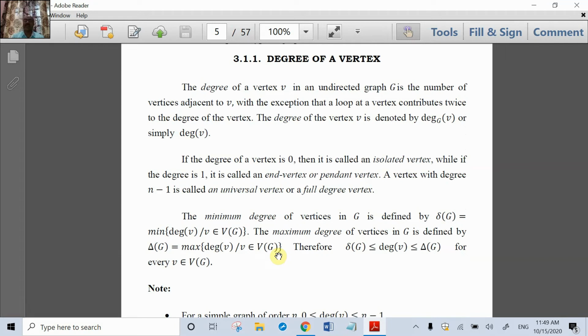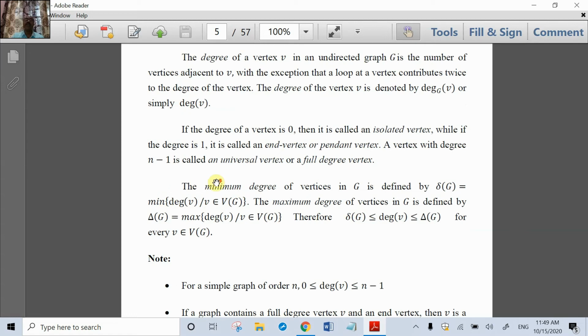Now degree of a vertex. Degree of a vertex is the number of edges incident on that vertex. It is denoted by degree of V or d(V). If a vertex has degree 0, then it is called an isolated vertex. While if the degree is 1, it is called an end vertex or pendant vertex. A vertex with degree n minus 1 is called a universal vertex or full degree vertex. Here n means the number of vertices.